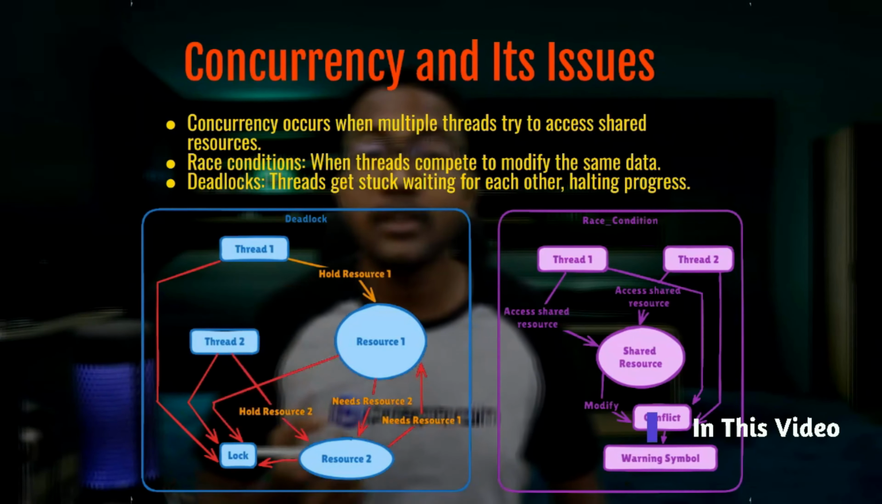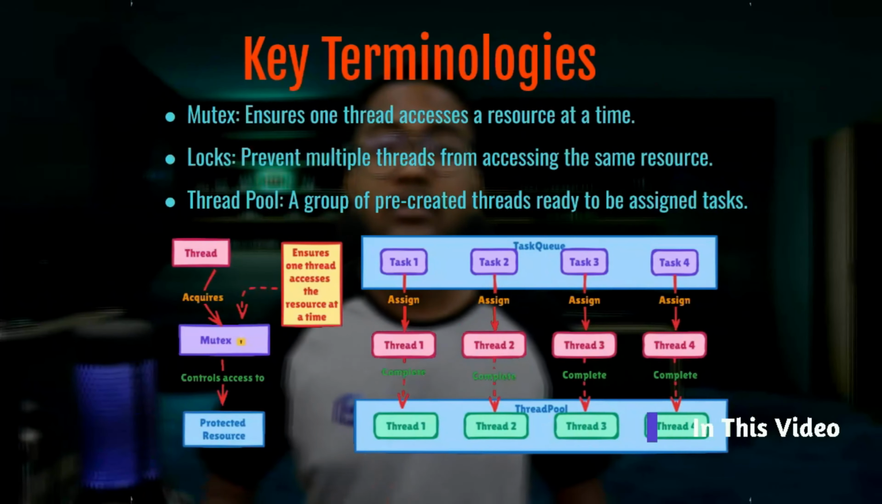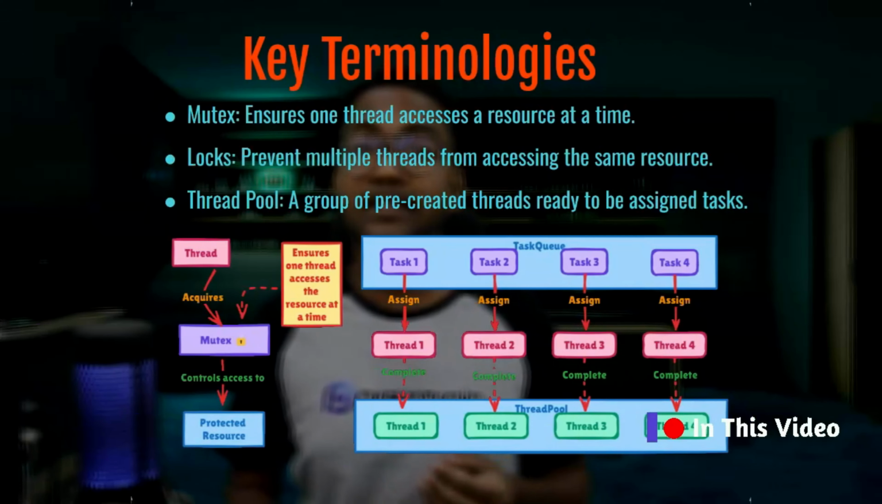Imagine a kitchen where multiple chefs are working. We have the term mutex. So mutex stands for mutual exclusion. A mutex is used to ensure that only one thread has access to a particular resource at a time.